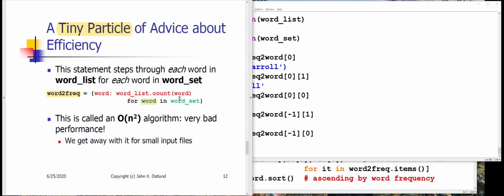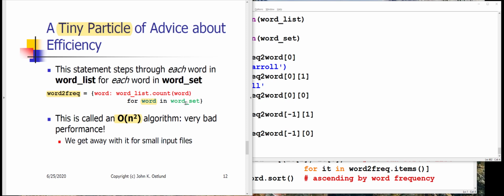That seems perfectly reasonable. For each unique word in our document, let's look through the word list to see how many times that word occurs. Seems entirely reasonable. But in fact, this creates what's called an order n squared algorithm. And the bigger your word set gets, the bigger your word list gets, this is going to get slower and slower and slower.